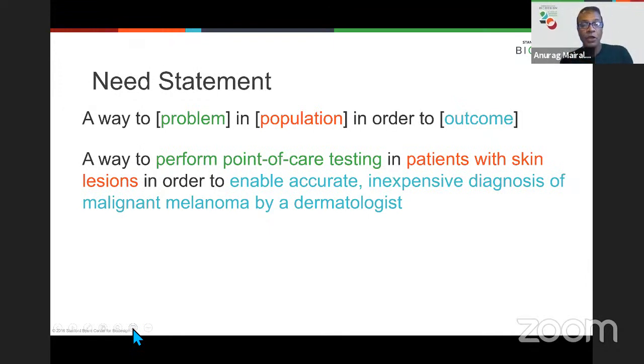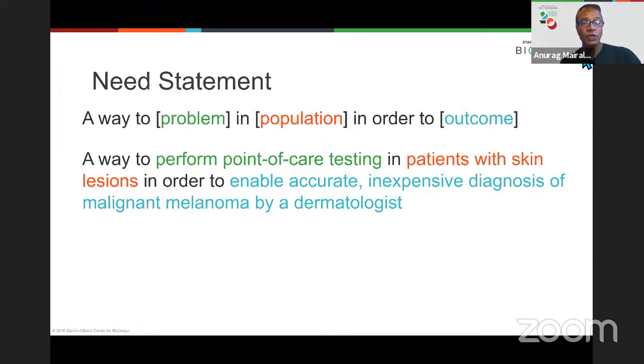That's the problem. Population, which population? Patients who have skin lesions. Patients, we don't know whether patients have cancer yet or not. We want to make sure they don't have cancer. We want to eliminate that. Those who have cancer, we want to rush them to oncologists. And those who don't have cancer, we don't want to waste their time and healthcare systems time doing anything else. So we want them to go back to, just with some cream or whatever, right? So the population is patients with skin lesions, very well defined.